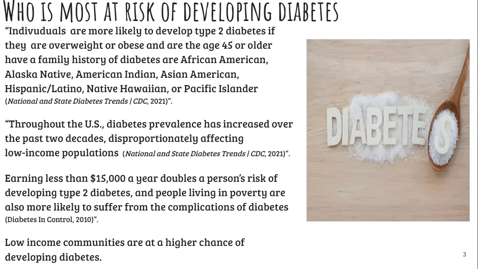Earning less than $15,000 a year doubles a person's risk of developing type 2 diabetes, and people living in poverty are also more likely to suffer from the complications of diabetes. So summing it up, low-income communities are at a higher chance of developing diabetes.